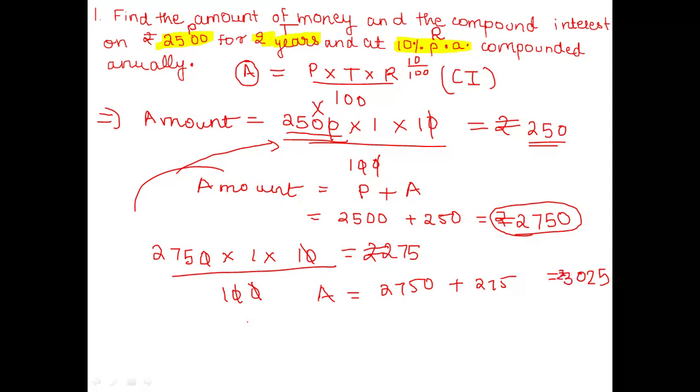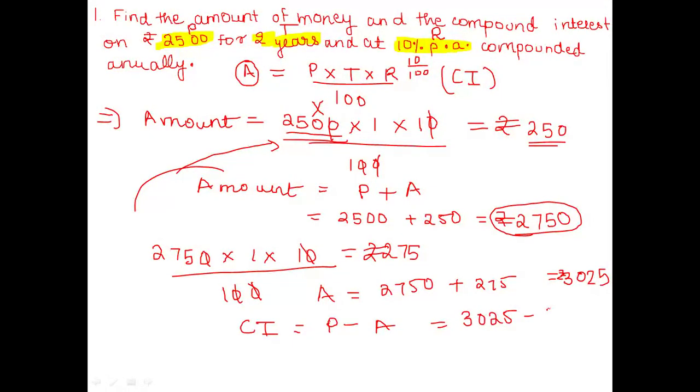3025. Now our compound interest is nothing but our last amount minus our first principal, or the other way around. So it is 3025 minus 2500, which is nothing but 525 rupees.